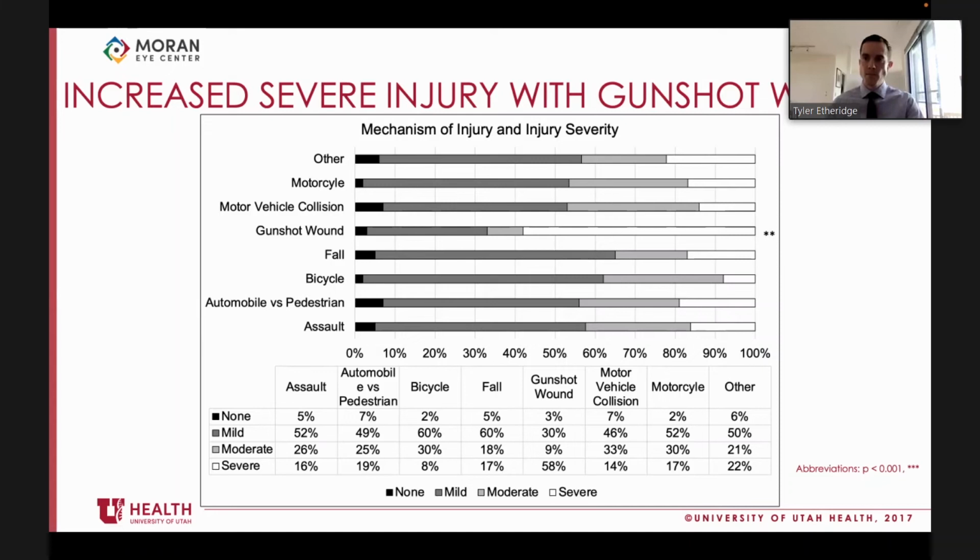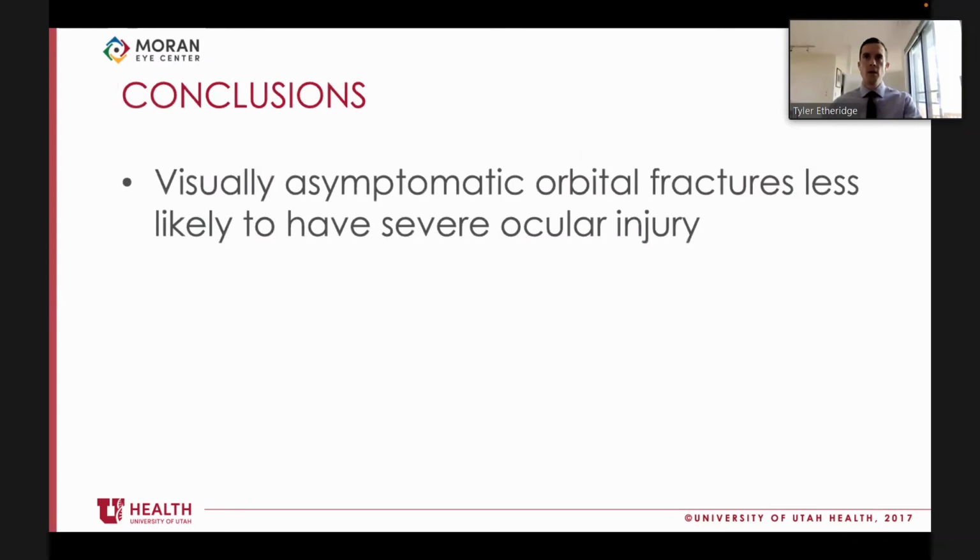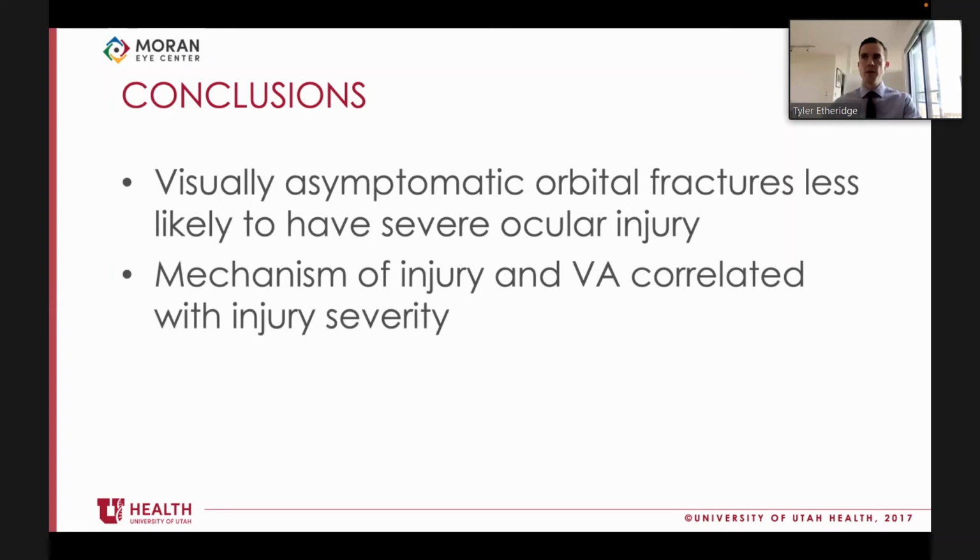Finally, we saw that better visual acuity was associated with a lower severity of ocular injury, as one might expect. In conclusion, visually asymptomatic patients were less likely to have severe ocular injury. However, a significant number of patients were unable to express the presence of symptoms. The mechanism of injury, specifically gunshot wounds, and poor visual acuity were associated with higher injury severity.